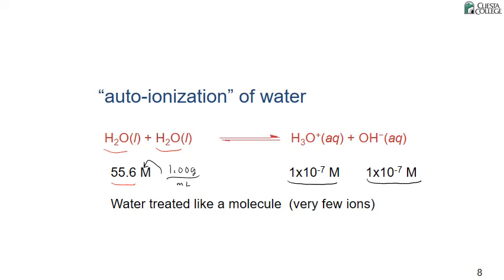However, this shows us why the pH of pure water at 25 Celsius is equal to 7, because the negative log of 1 times 10 to the minus 7 is equal to 7. That's where the pH 7 comes from in terms of pure water.